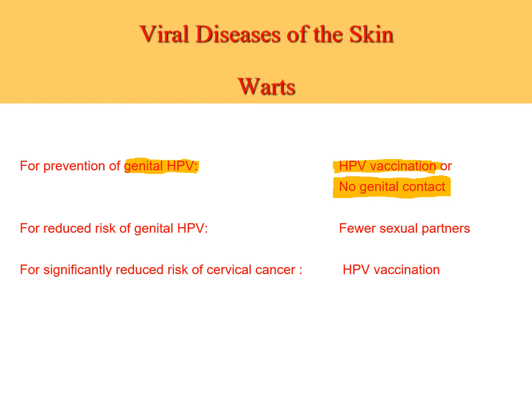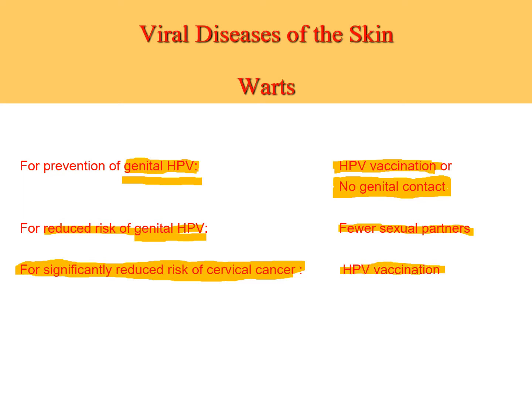And prior to becoming sexually active, reduced risk is associated with having fewer sexual partners. But hey, one's enough. You don't know. And the best for significant reduction of cervical cancer. Okay, this is reduction of genital infection with the human papillomavirus, these two. And this is for significantly reduced risk of cervical cancer. It doesn't mean that you can't develop a cervical cancer. There are other reasons why you might, but human papillomavirus vaccination is one of the best ways of reducing the risk tremendously.